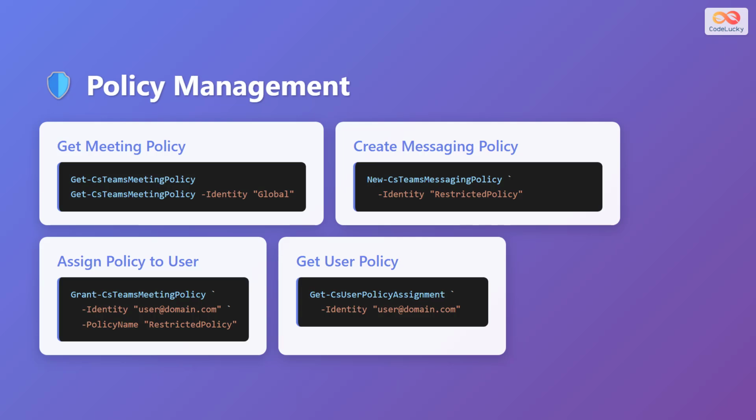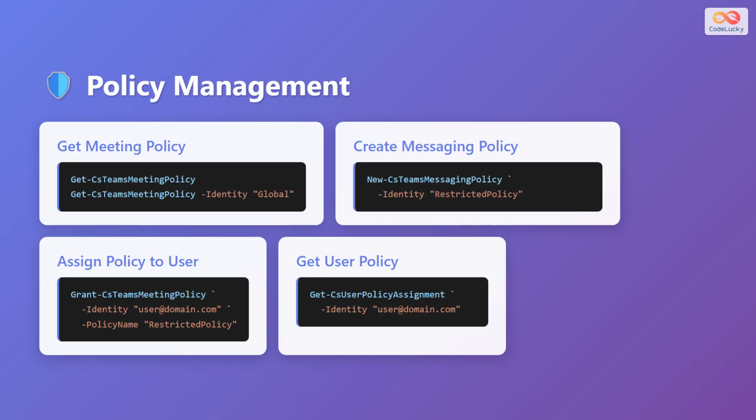To create custom policies for specific user groups, use New-CsTeamsMessagingPolicy with an identity parameter that names your policy, such as Restricted Policy. Once you've created a custom policy, you need to assign it to users. Use Grant-CsTeamsMeetingPolicy with the identity parameter set to the user's email address and the policy name parameter set to your custom policy name.